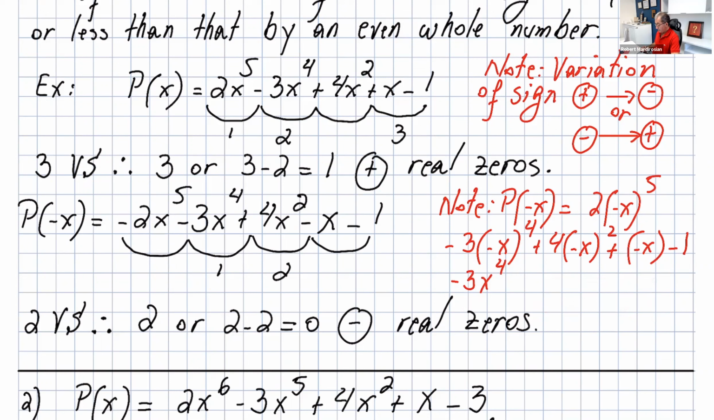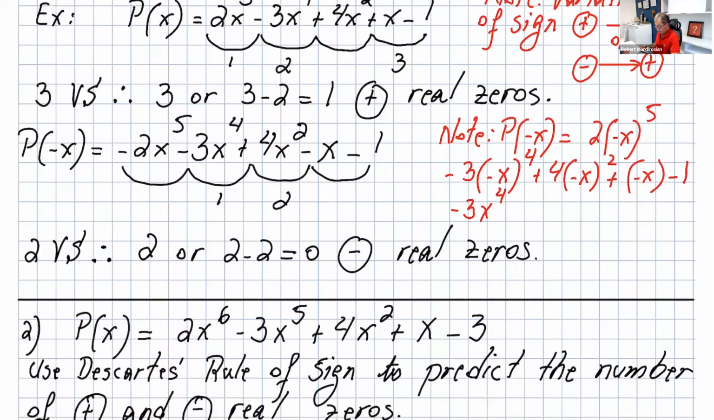And I put a note: p of negative x is negative x to the 5th power minus 3 negative x to the 4th power plus 4 negative x squared plus negative x minus 1. And again, these stay negative, and the positive ones don't change, they stay positive.